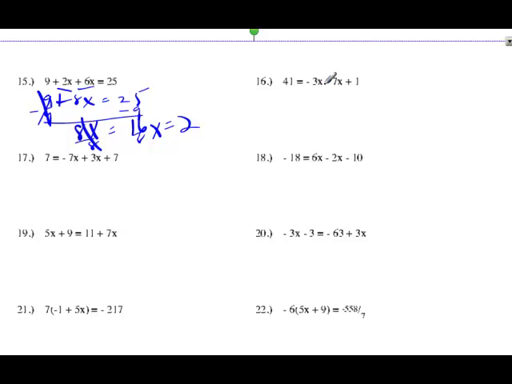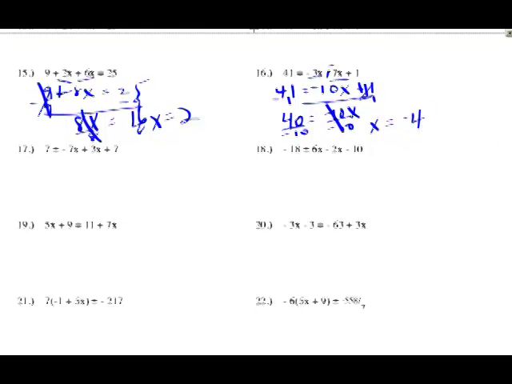Okay, here we have subtraction. Do my same change opposite. Negative 3x, negative 7x is negative 10x. All right. Okay, opposite of positive 1 is negative 1. So I have 40 equals negative 10x. Divide by negative 10, divide by negative 10. X equals negative 4.